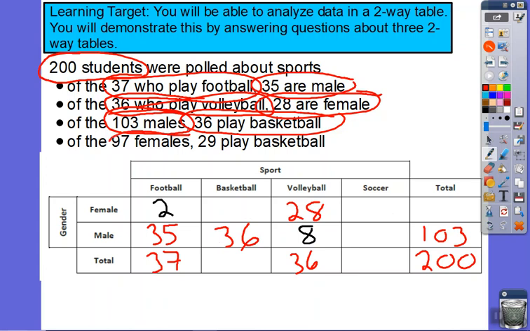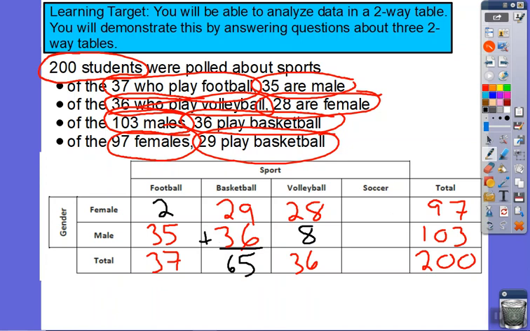Okay, of the 97 females, so follow females over to the total, and that is 97. Now, we could have figured that out by subtracting, but they gave it to us. 29 of those females play basketball, so females basketball is 29. The total for basketball can be easily found out by adding these two up, so 29 plus 36 gives me 65.